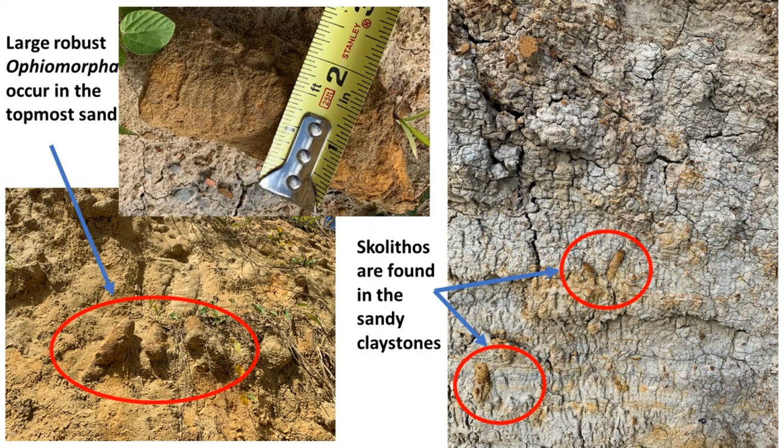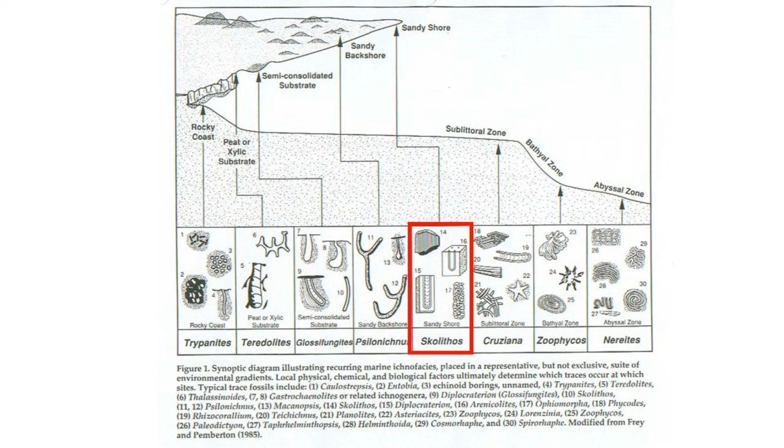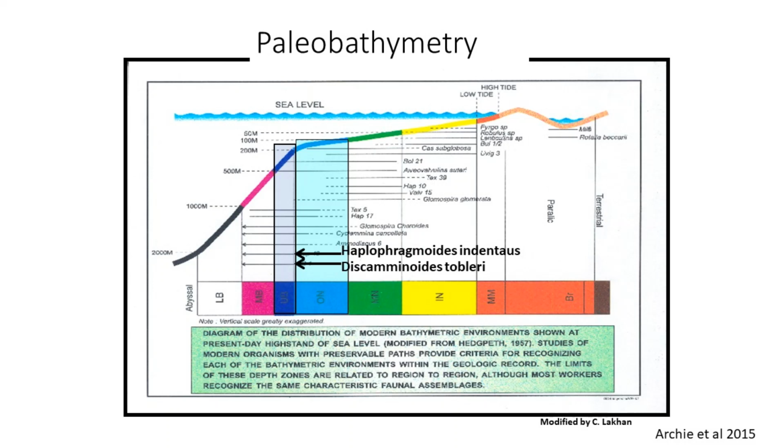The Skolithos are confined to the claystones, and here we have a diagram illustrating the distribution of ichnofacies. Skolithos is found on sandy shore faces. The ichnofacies and sedimentary structures present suggest these sediments were deposited in an inner to marginal marine environment.